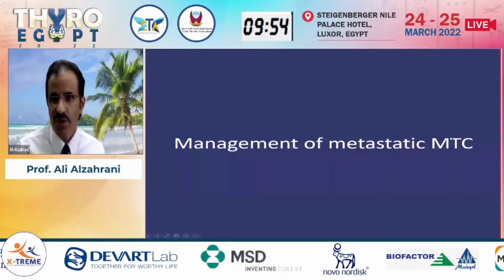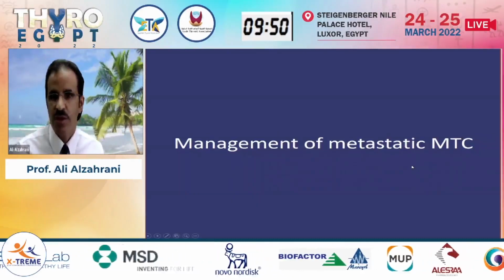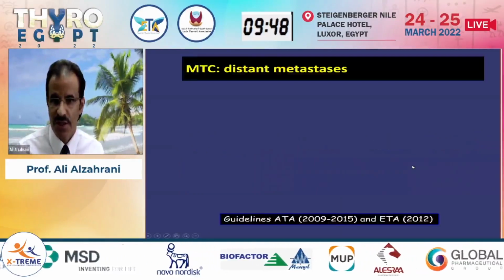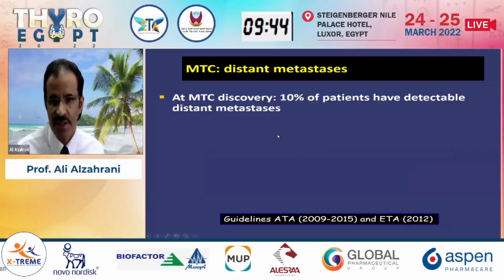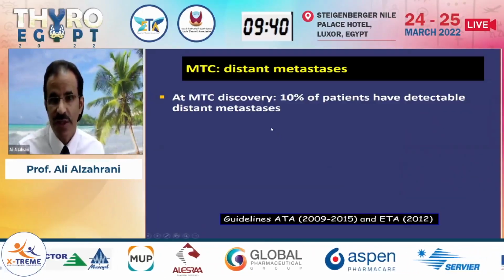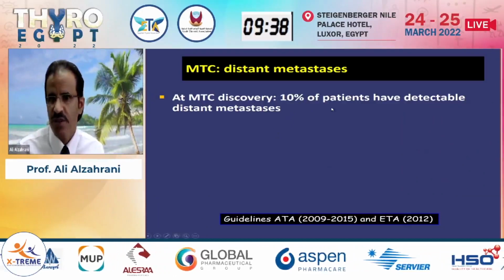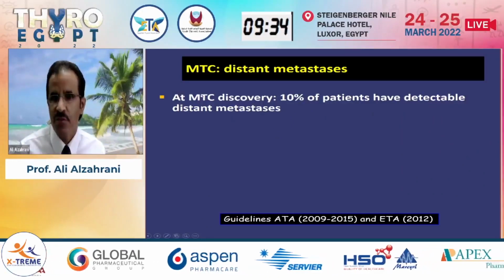But what about if the patient has already metastatic medullary thyroid cancer? How do we deal with metastatic medullary thyroid cancer? Well, a few facts about distant metastasis. Unfortunately, medullary thyroid cancer frequently presents with metastasis. So 10% of patients have detectable distant metastasis at the time of diagnosis.